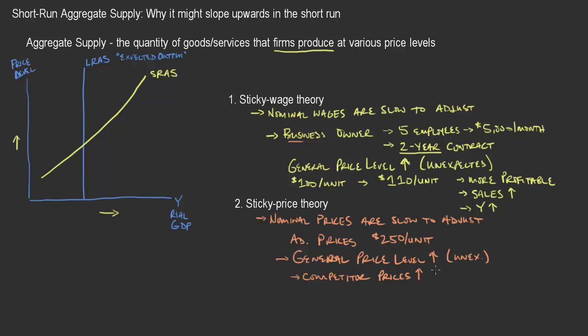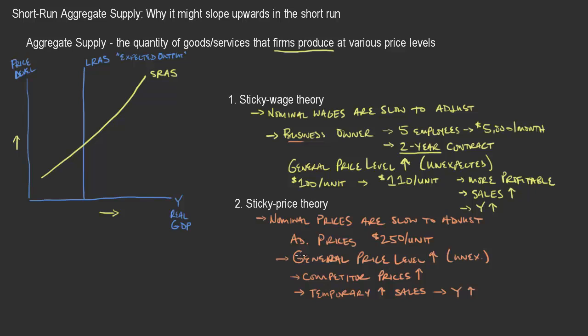As a result of that, if your price is more competitive, we should see a temporary increase in sales. And that temporary increase in sales would mean a temporary increase in output for the economy. Now, here's where I think this one gets a little tricky.